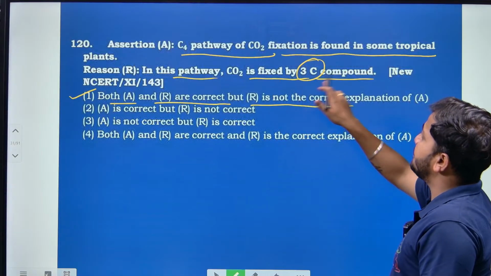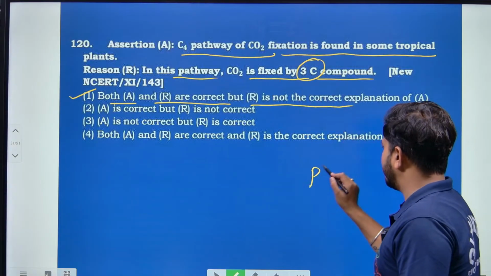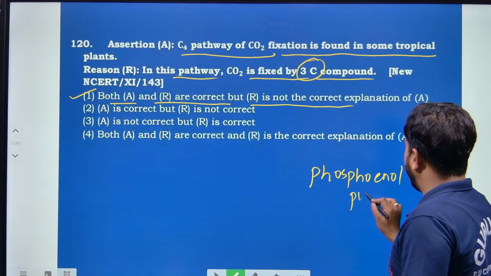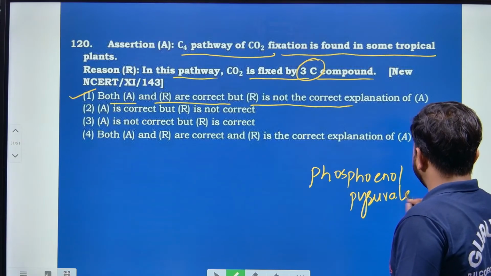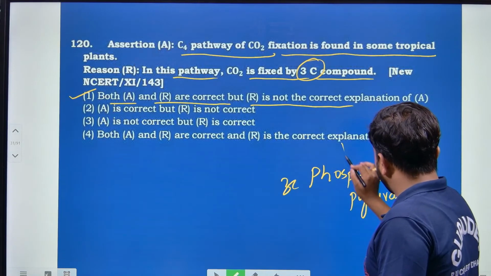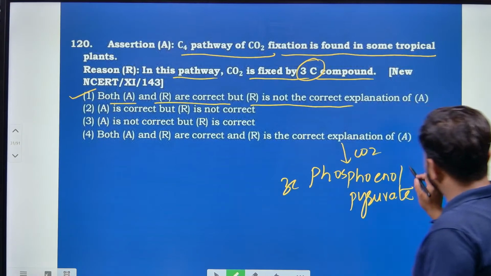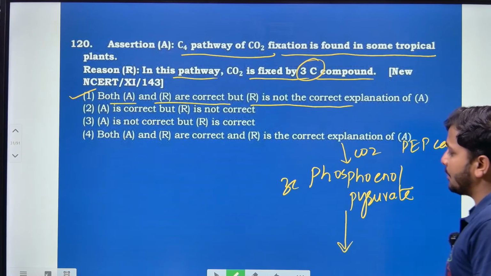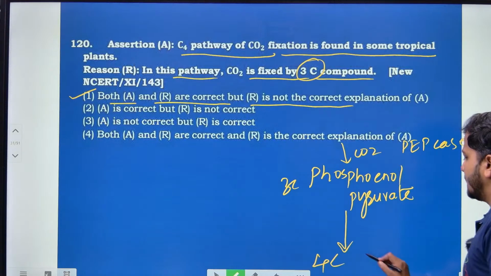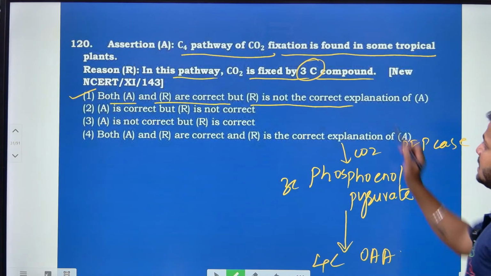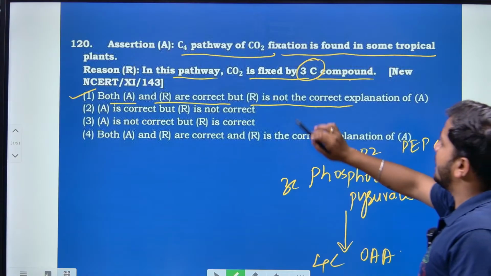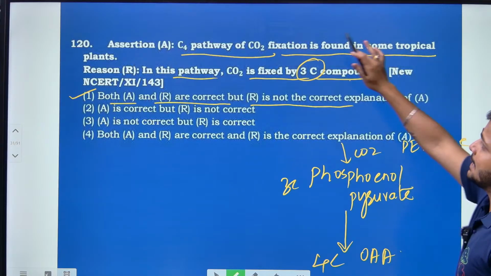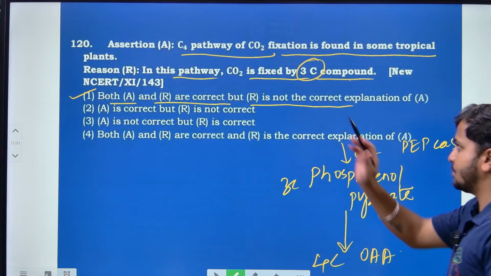CO2 is fixed by a C3 compound. So what is the C3 compound here? It is phosphoenol pyruvate, which is a C3 compound, right? It takes up atmospheric CO2 in the presence of the enzyme PEP carboxylase, and then it forms the product, that is a C4 acid, oxaloacetic acid. So the assertion is correct, and the reason is correct, but the reason is not the correct explanation of the assertion.